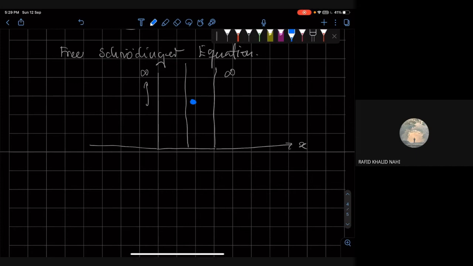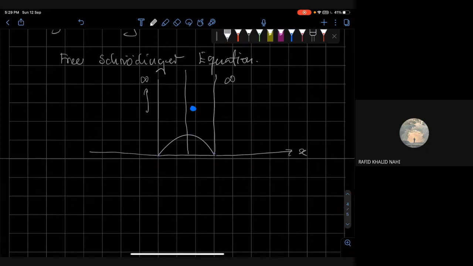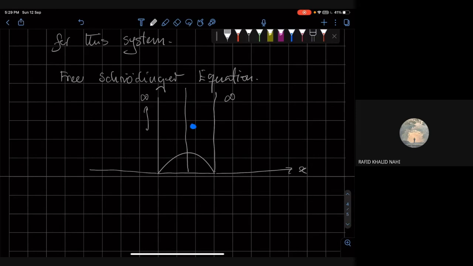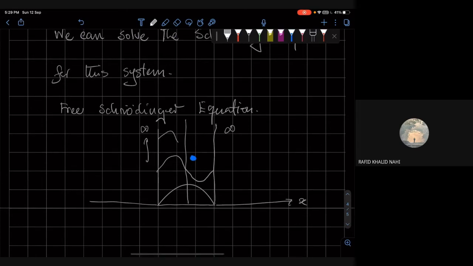Because it had an infinitely high potential, we knew that the wave function could not leak out. So the wave function had to go to 0 at the boundary. The wave function could be of this form, it could also be of this form, or of this form. These were the only allowed wave functions, and it's very easy to solve the Schrodinger equation using this restriction.